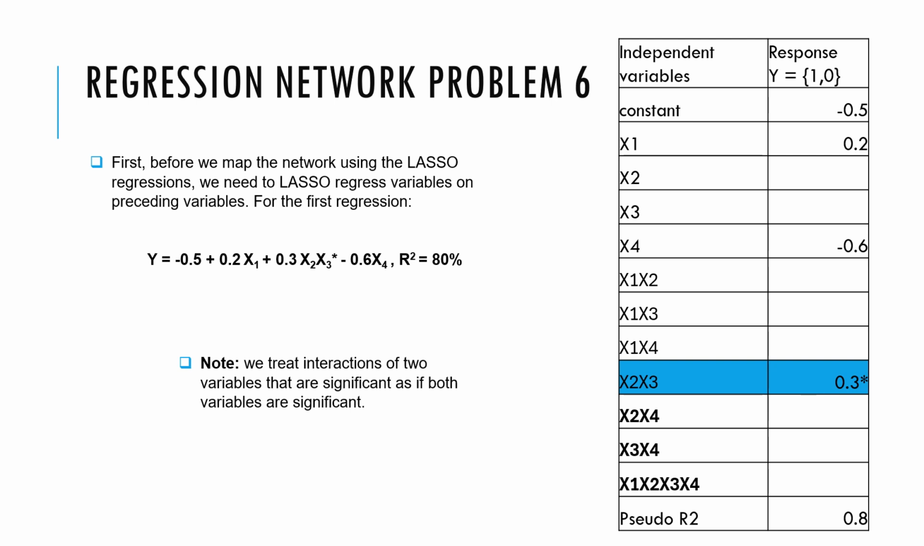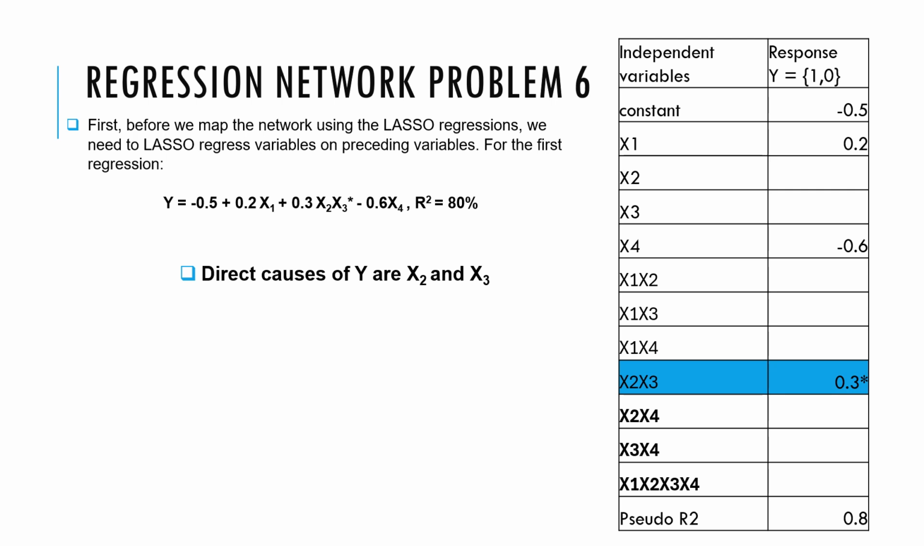Then we see negative 0.6 mapped to x4, which is the coefficient for x4. And then later we see the interaction term x2 and x3 mapped to its coefficient of 0.3, which is the only statistically significant variable here, and then R squared of 0.8. So moving on. Here we see the table again, and we just note that the only direct causes of Y in this regression are x2 and x3.